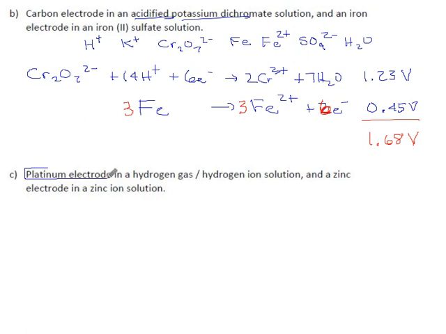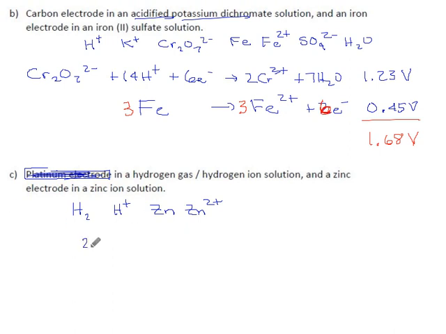Platinum electrode means inert electrode, means who cares, it's not going to do anything. We have hydrogen gas. We have hydrogen ions, meaning acid. We have zinc. We have zinc ions. And off we go to our redox table. Hydrogen by itself is right here. So the forward reaction or the reduction reaction is hydrogen ions reducing to hydrogen gas, and that's listed as 0 volts.